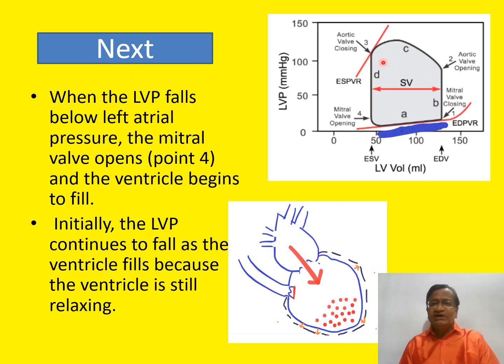Now when the left ventricular pressure starts falling and falls below the left atrial pressure, the mitral valve opens and filling starts from LA to LV. So the volume increases because this is not a problematic left ventricle. It's a normal left ventricle. So the filling does not increase the pressure much.